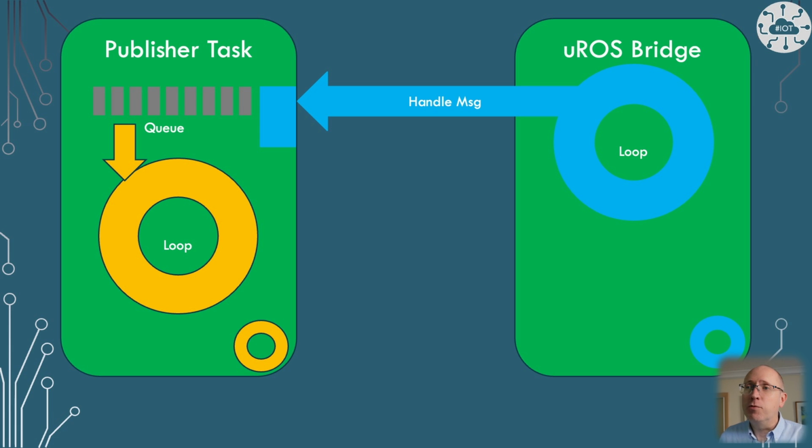And then we've got our own task here within that publisher side, which is actually going to take the subscriber items off of the queue and process them. So it will take the command velocity requests or the pose requests off of that queue and work out what it's actually going to do about them.